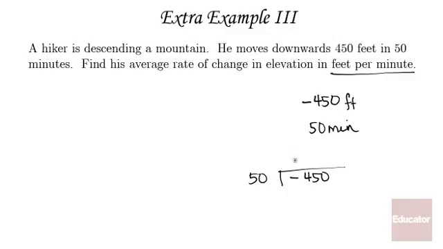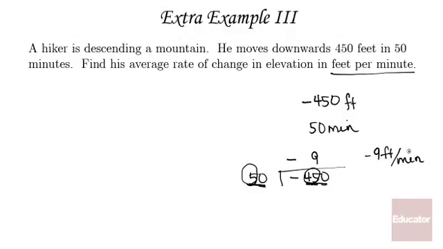A negative divided by positive is a negative. 50 doesn't go into 45, but it will go into 450. An easy way to think about this is how many times 5 will go into 45. 5 will go into 45 9 times. And then don't forget the 0 tacked on at the end. So 5 will go into 45 9 times, and that's including the 450 with the 0 here. So we're moving downwards at 9 feet per minute. And that would be our rate of change.